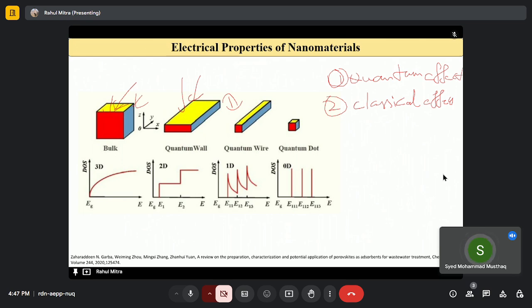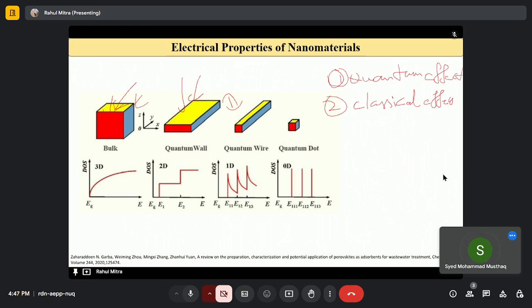So decreasing the dimension of the nanomaterial will lead to discretization of energy levels, which will trap the electrons in that dimension. But trapping is nothing but allowing the electrons only those certain energy levels, but not the other energy levels. But that's not the case in the other dimensions, which are not at the nanoscale.